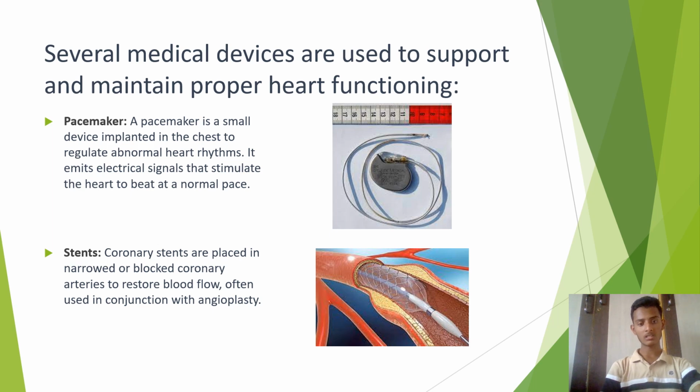Stents. Coronary stents are placed in narrowed or blocked coronary arteries to restore blood flow, often used in conjunction with angioplasty. It is a mesh-like structure. It is inserted into the arteries, which are blocked by high fat content or other substances. Stents are a mesh-like structure inserted into the arteries.